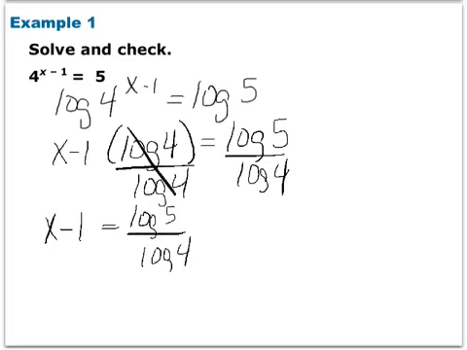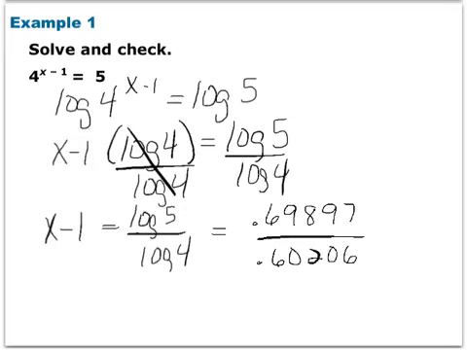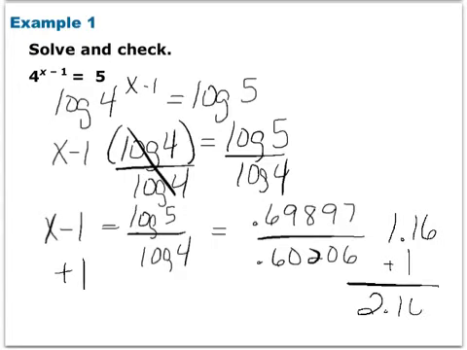Now this is not subtraction of logs. This is get your calculator out and crunch the numbers. Okay, log of 5. Try to keep the numbers in your calculator as much as you can. You'll just have the best success without rounding so much. Log 4. Okay, actually do some division. Okay, this is 1.16. I'm going to add 1 to both sides, and I get x equals 2.16.